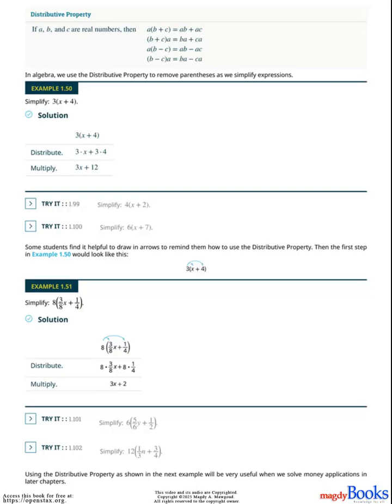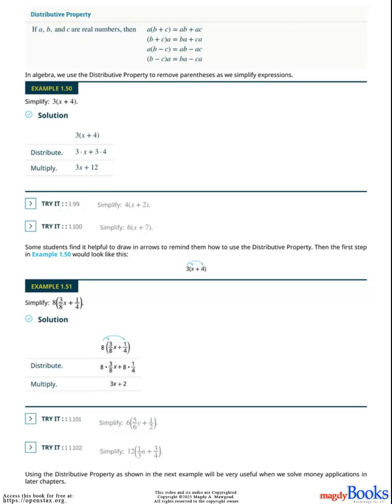In algebra, we use the distributive property to remove parentheses as we simplify expressions. Example 1.50. Simplify 3 times (x plus 4). Solution. 3 times (x plus 4). Distribute. 3 dot x plus 3 dot 4. Multiply. 3x plus 12.